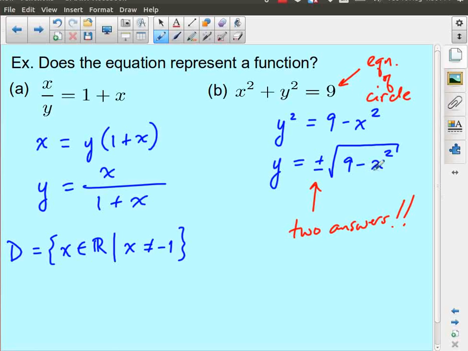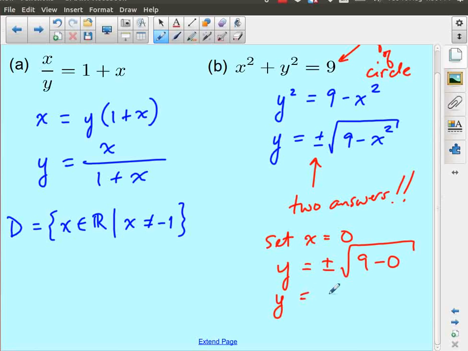And so if I put in a value here for x, now let's choose something that is simple. Let's put in x equals 0. So here I will set x equal to 0. y is equal to plus or minus the square root of 9 minus 0, which is plus or minus the square root of 9, plus or minus 3. Two answers here. So a single value of x leads to two possible answers for y. Obviously, this is not a function.